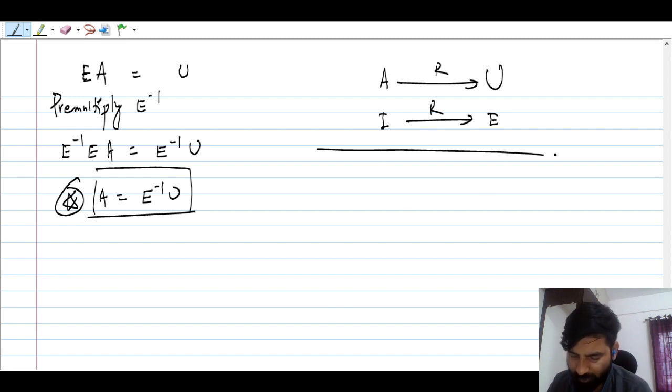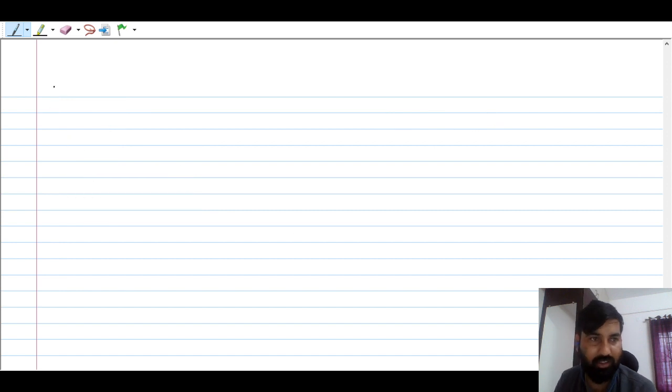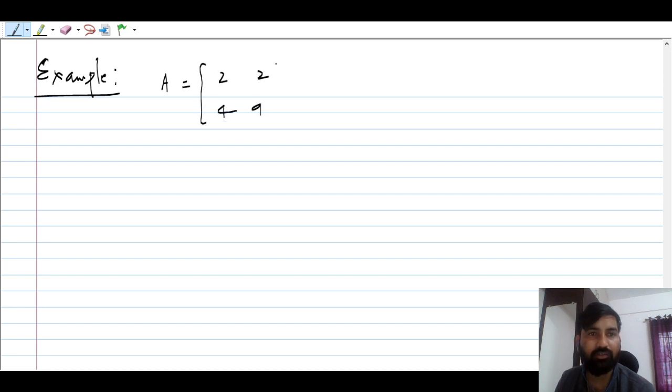So let me take one question here so that, what is that question? Suppose A matrix is given which is 2 2 4 9. You have to factorize into LU which is nothing but 1 0 L2 1 0, sorry, L2 1 like this. ठीक है.